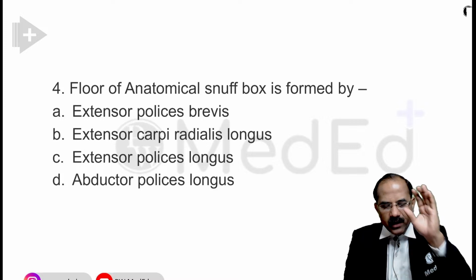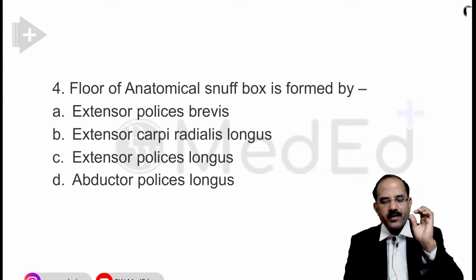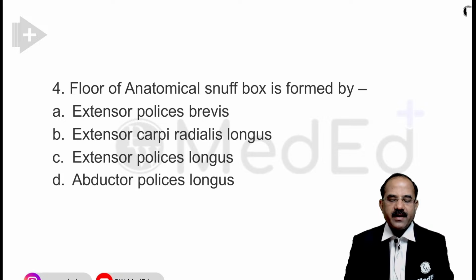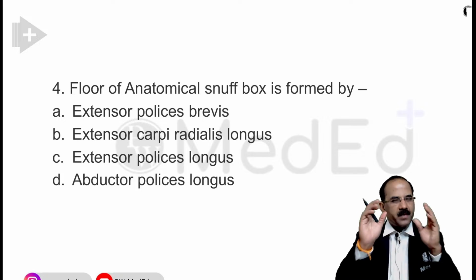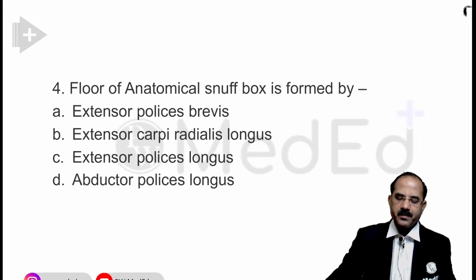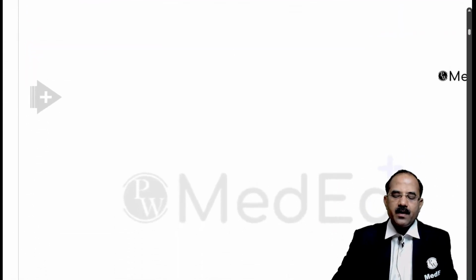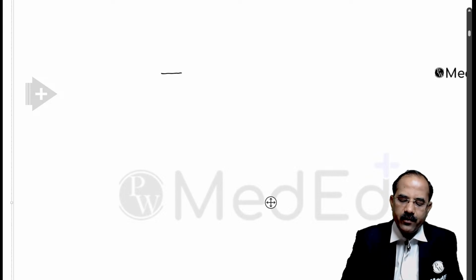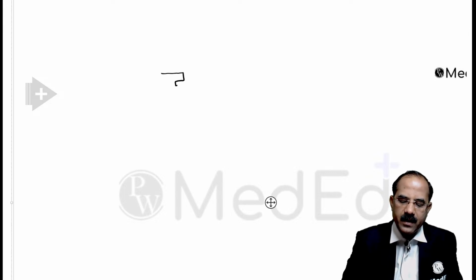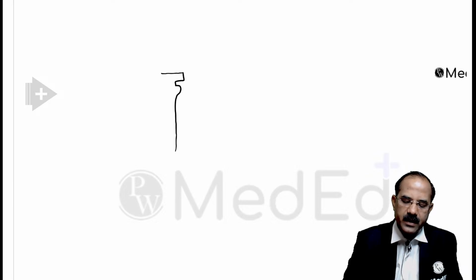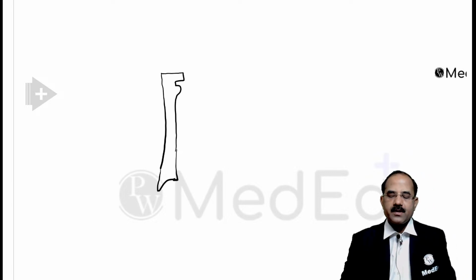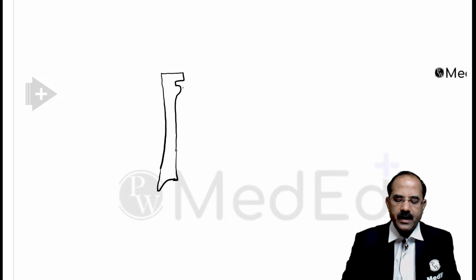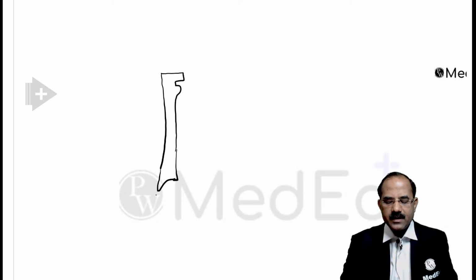Okay, fine. I'll tell you one very easy way to understand the anatomical snuff box. We'll just make an anatomical snuff box for you. See, how will you remember? I'll make it very easy. That's the head of the radius. That's the neck of the radius. And what is this for the radius? The shaft of the radius. Head, neck, shaft of the radius. And what is this? The styloid process.